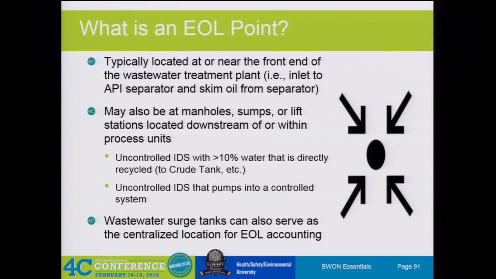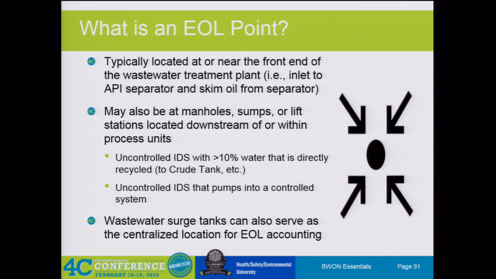So what is an EOL point? Typically located at or near the front end of the wastewater treatment plant, so the inlet of the API separator or the skim off of the separator itself. It may also be at manholes, sumps, or lift stations located downstream or within process units. So you want to focus on uncontrolled IDS with greater than 10% water that is directly recycled, say to a crude tank. And then you have an uncontrolled IDS that pumps into a controlled system. We're going to go through a diagram of this so it makes more sense.